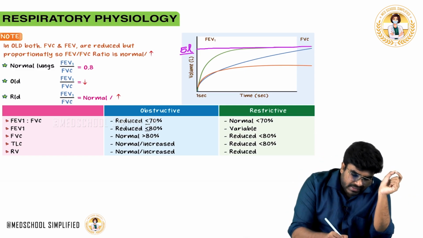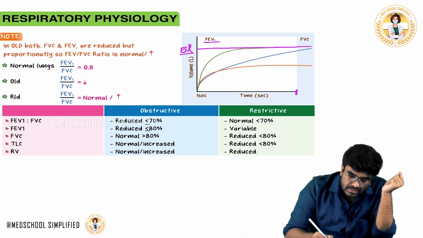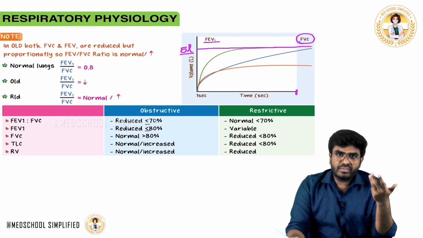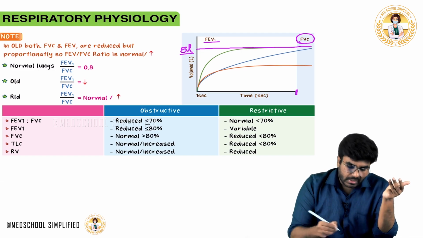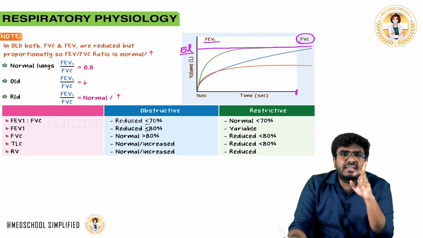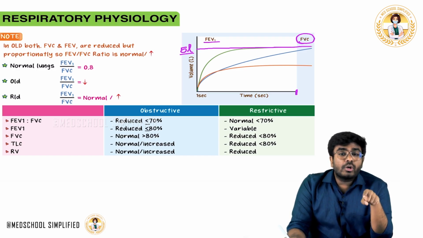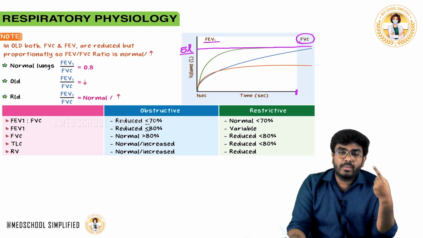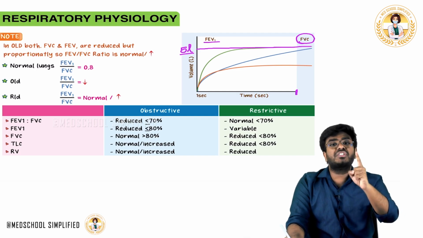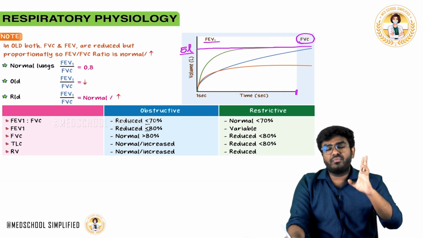But what is FEV1, sir? In 5 or 6 seconds, he can take the entire air out of his lungs. That's the forced vital capacity, 5 liters. But remember, in a healthy person, in the first second itself, he can take out almost 80% of the forced vital capacity. The 80% of the forced vital capacity is going to come out in the first second itself. This is called forced expiratory volume in the first second, FEV1.